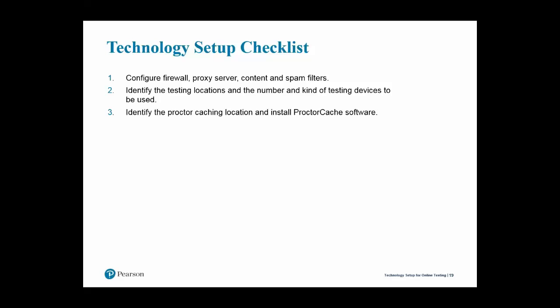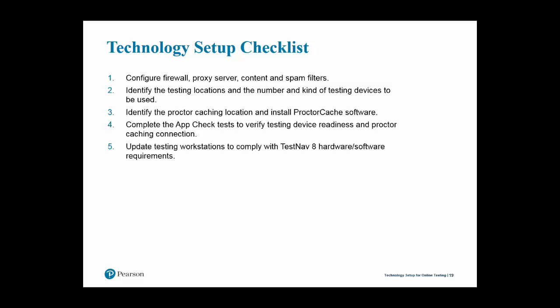Next, again, identifying the Proctor caching location and installing Proctor caching software to that Proctor caching computer. Again, you can do this at the school level or at the district level. You have the app check that you can use to test device readiness, and it can also test your Proctor caching connection, and we'll take a look at that here in a bit. Next, you want to make sure any of the workstations that need to be updated are updated. And here is where you will enter in the TestNav configuration in the assessment management system. Again, that's where you'll enter in the IP address of the Proctor caching computer. You'll enter in the secondary response file locations, the port number, and so forth. And again, we'll take a look at that.